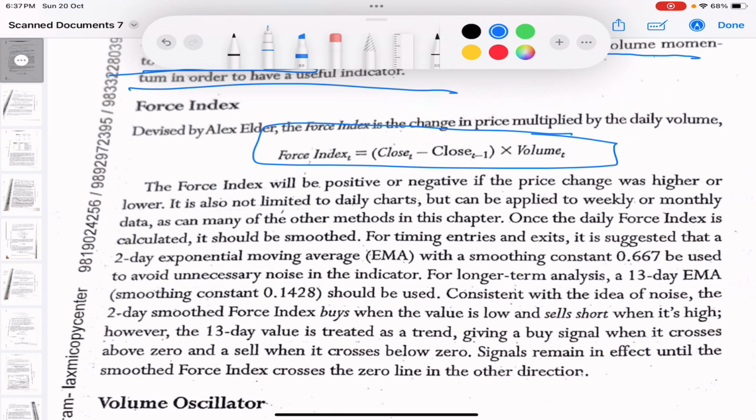Again, what is the formula of force index? Closing of today minus closing of yesterday multiplied by the volume. The price change multiplied by the volume will give the force index.